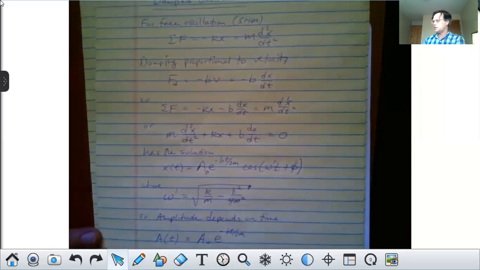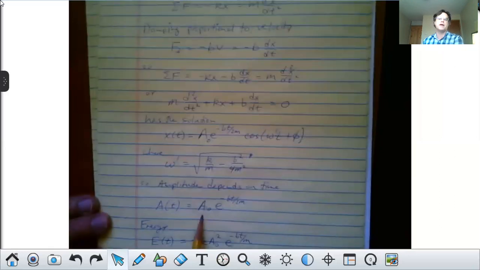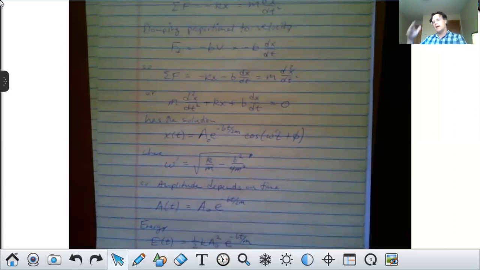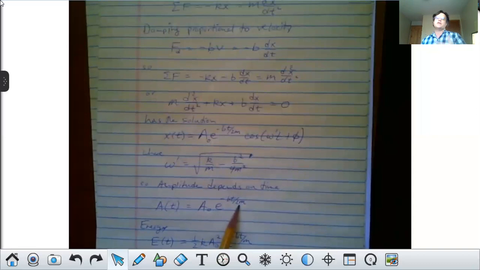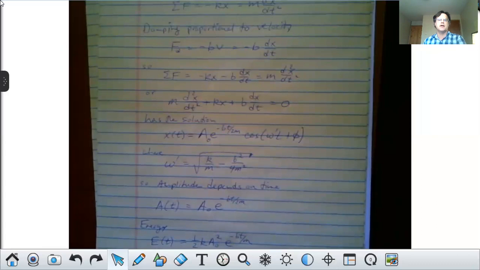So as we see, the amplitude depends on time. It decays exponentially. I think there's a homework problem where you can use this equation to figure out the amplitude at any time. And again, as the b constant is bigger, you'll get a faster decay. If the mass is bigger, you'll get a slower decay. That makes sense, right? It takes more time to slow those oscillations down.